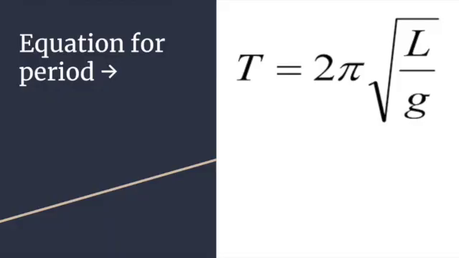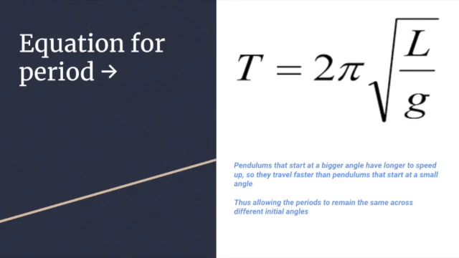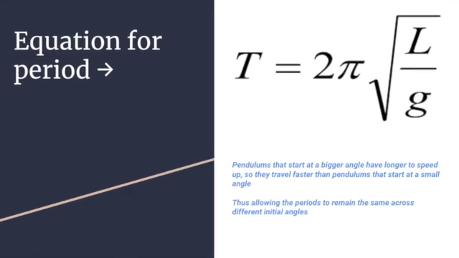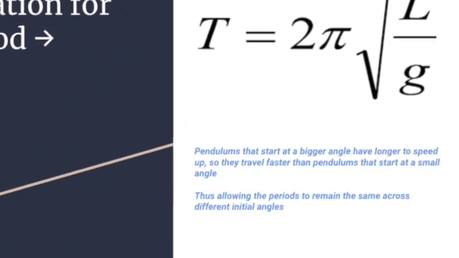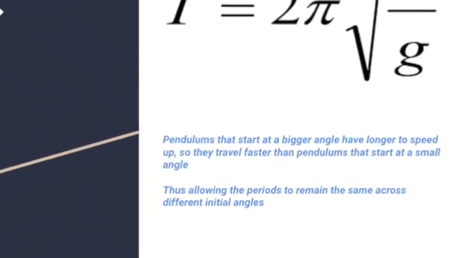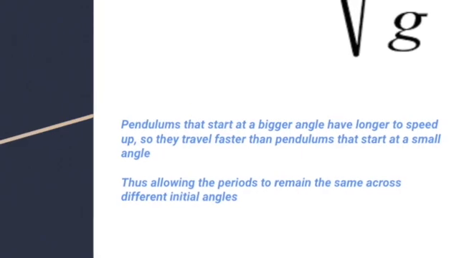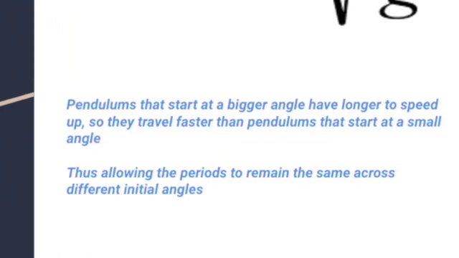Here's the equation for period. You can see that initial angle is not one of the variables that affects T. Again, this is because pendulums that start at a bigger angle have longer to speed up, so they travel faster than pendulums that start at a smaller angle. This leads to a larger acceleration, which leads to similar periods at different initial angles.